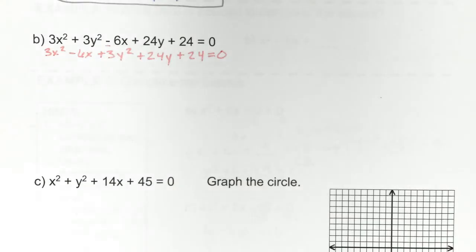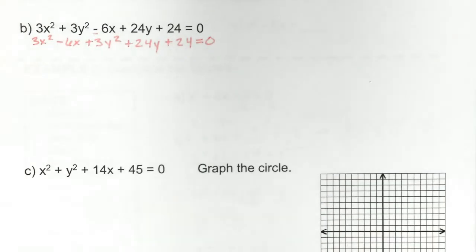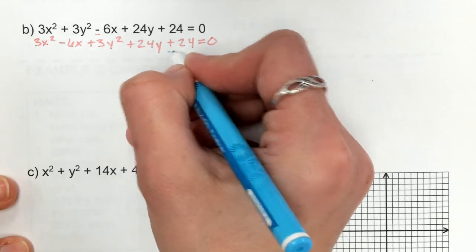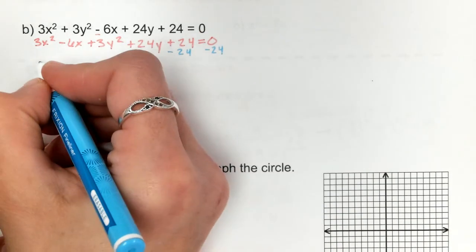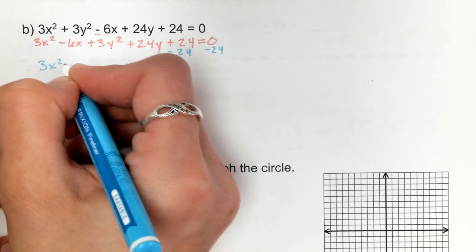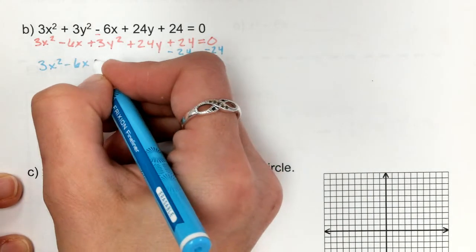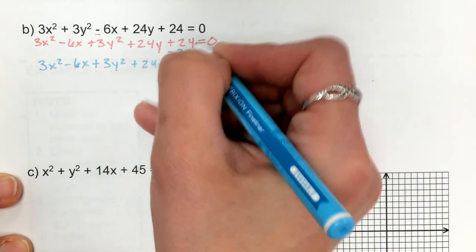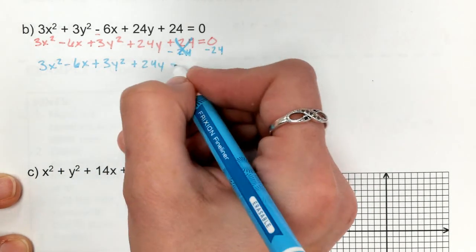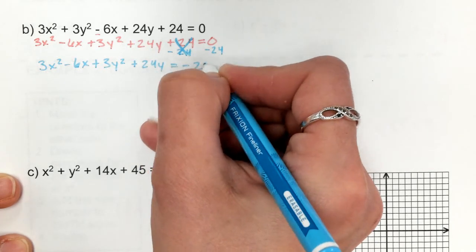So now you can move the constant or you can divide, whichever one. Doesn't matter what order you do this in. If we want to follow the steps we had, move the constant. So we can move that constant over. We have a positive 24. We need to get rid of it. So we're going to subtract that 24. And we'll get 3x squared, just copying all this down, minus 6x plus 3y squared plus 24y. This is gone. We have equals negative 24.